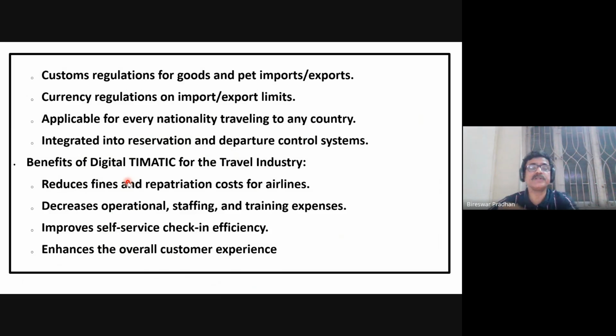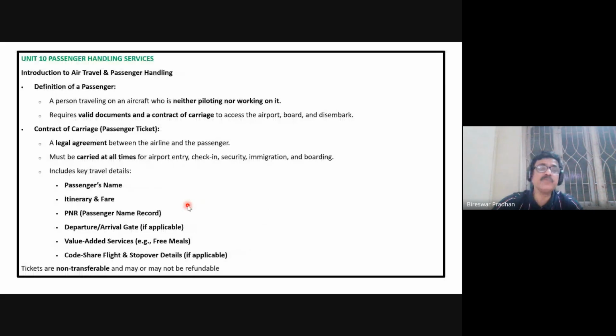Benefits of digital TIMATIC for the travel industry: reduces fines and repatriation costs for airlines, decreases operational, staffing and training expenses, improves self-service check-in efficiency, and enhances the overall customer experience. Now we have completed unit number 9.